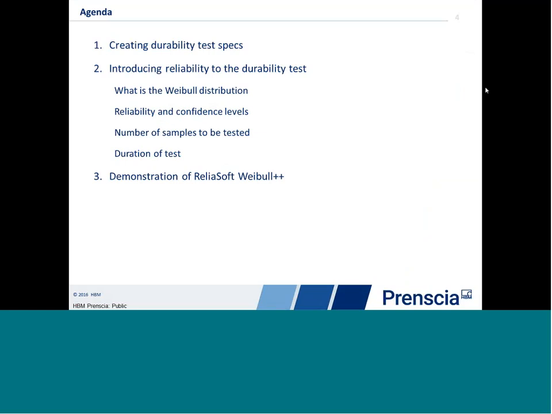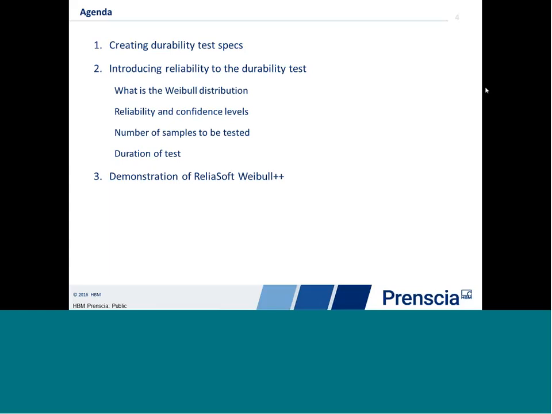And then we're going to expand upon that, agenda item number 2, which is how do we introduce reliability into the equation here. So maybe we need to not just demonstrate that our part will pass this test, but rather there's some distribution or characteristic of a distribution that we need to prove. For example, we need to show reliability of 90% or reliability and confidence of some levels. And that will require us to understand a little bit about the Weibull distribution or life data analysis and life distributions in general.